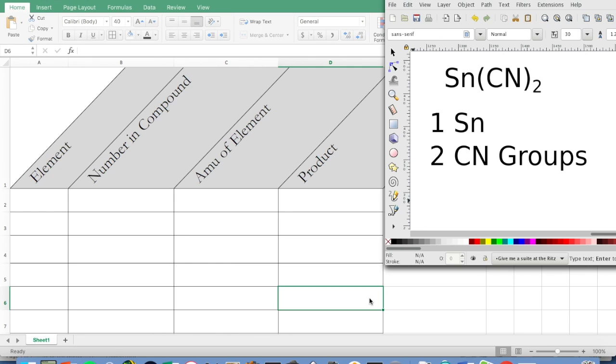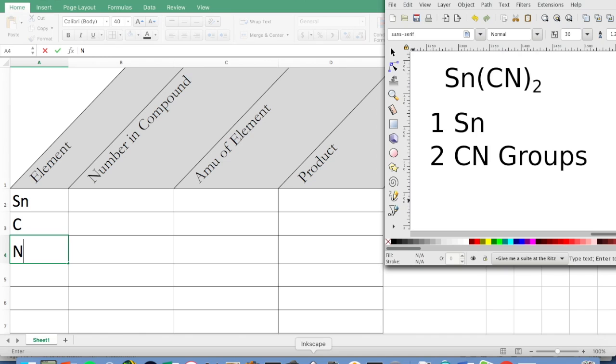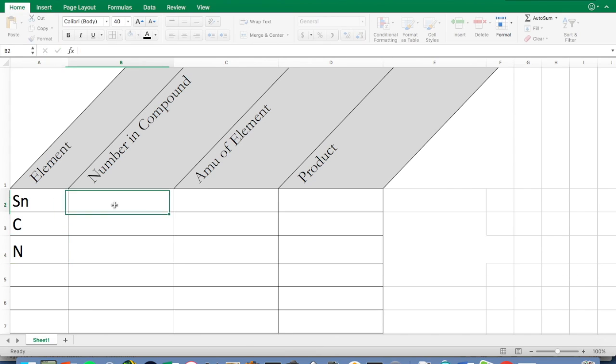So if I break that into my table like I'm used to, it would go something like this. Notice that each element gets its own row. Don't try to make a polyatomic go into a row. If it's a capital letter, it gets its own row. Okay, so I said I've got 1 tin and 2 of each of the things in the cyanide group, like this.